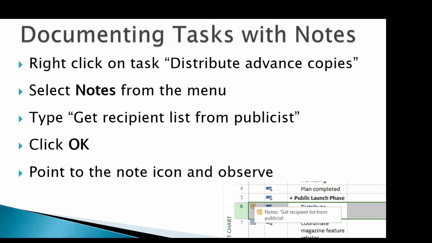So we can right-click on the task, Distribute Advance Copies, and select Notes from the menu. Here we can add the note reminding ourselves and the team where to get the distribution list. Once you close the box, a yellow sticky note will appear in the indicator column. If we hover over the sticky note, we can read the text in a pop-up tooltip box.